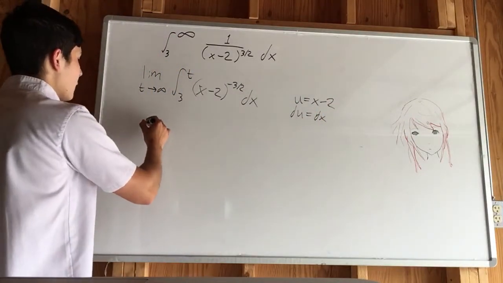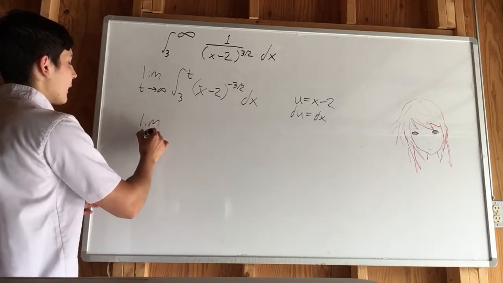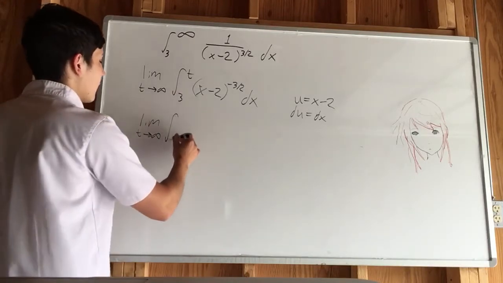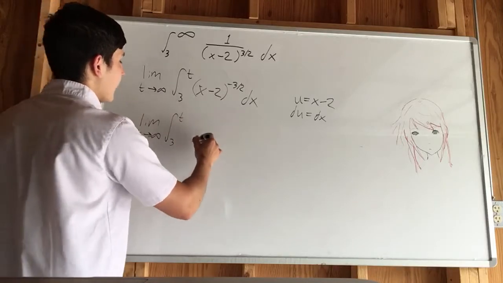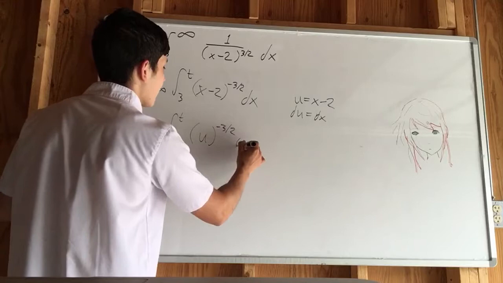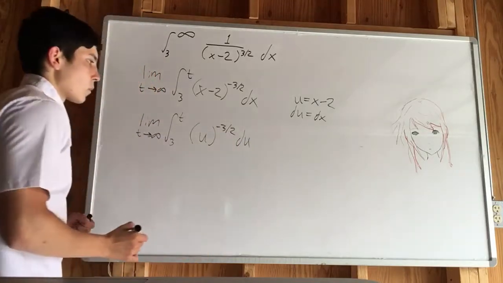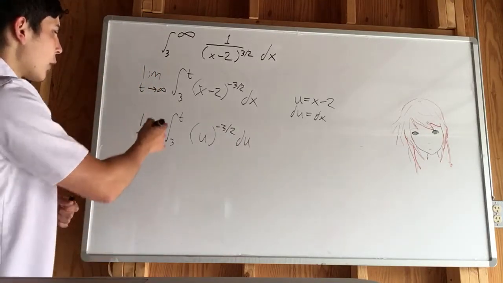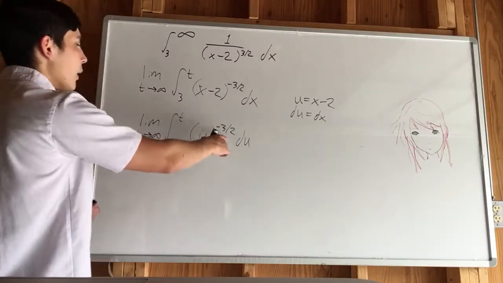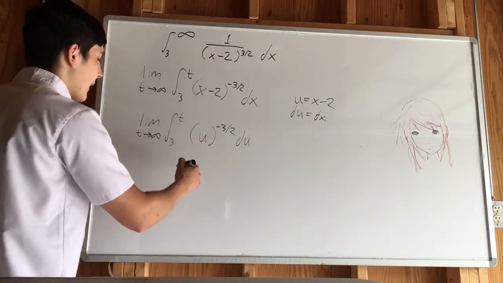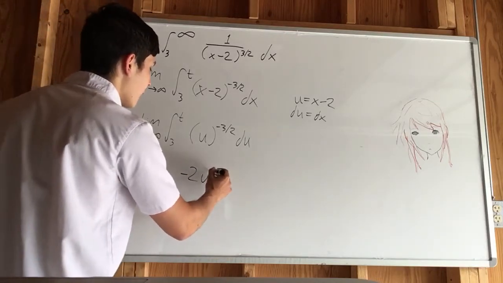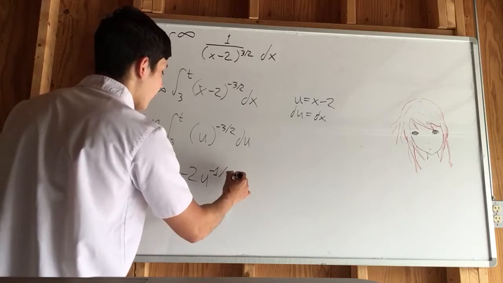Make that back substitution. Don't forget the limit here. We're always carrying the limit down. So this is u to the negative 3 halves du. Now go ahead and integrate this. What do we get? If we add 1 and then divide by that, we get negative 2u to the negative 1 half.